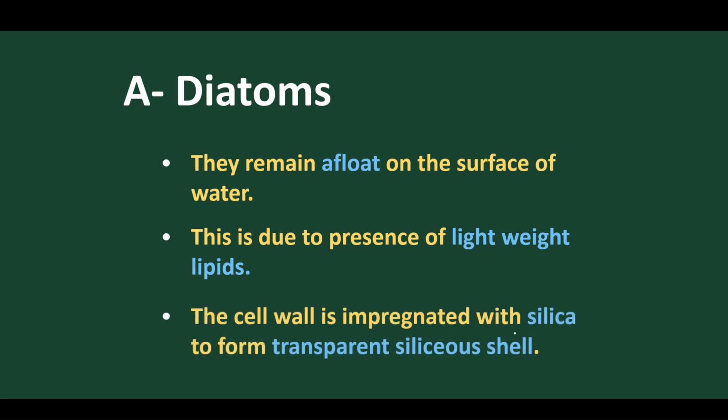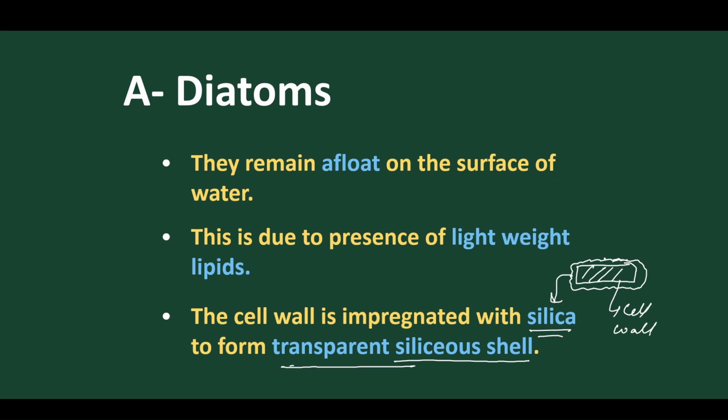And the cell wall is covered with transparent silica, called transparent siliceous cells. Suppose this is the diatom. Externally the diatom is covered with silica, and this silica is very transparent in nature. So normally diatoms have a cell wall.